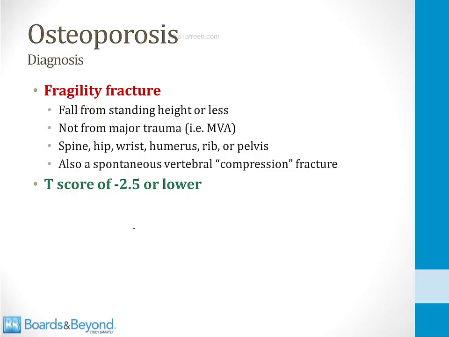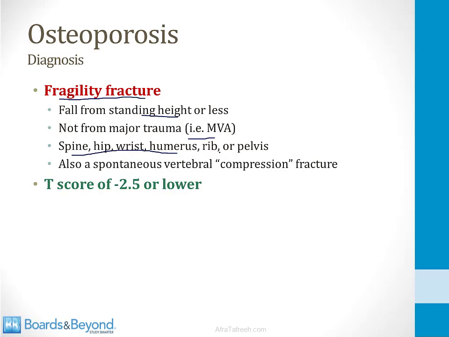Let's talk about how you make a diagnosis of osteoporosis. Obviously, we don't routinely biopsy bones to see if the bones are thin, so we need other ways to make a diagnosis. The first way is we say someone has osteoporosis anytime they suffer what's known as a fragility fracture. This is a fall from a standing height or less, not from a major trauma like a motor vehicle accident, where the patient fractures their spine, hip, wrist, humerus, rib, or pelvis.